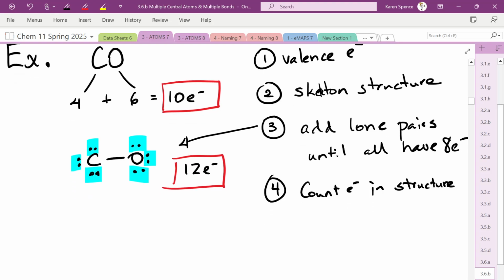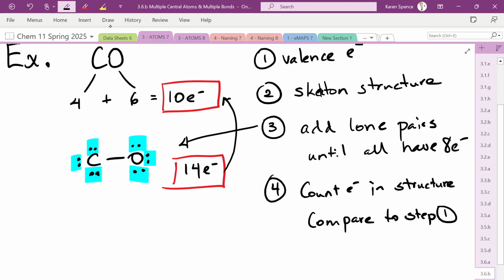And then once you have counted the electrons in the structure, you compare to step 1. And you say, are these the same? Are they the same? Oh, it's 14. I'm so sorry. There's 14 electrons. I can't count. Oh, I forgot the double bond. That's what I did. Okay, it's 14 electrons.